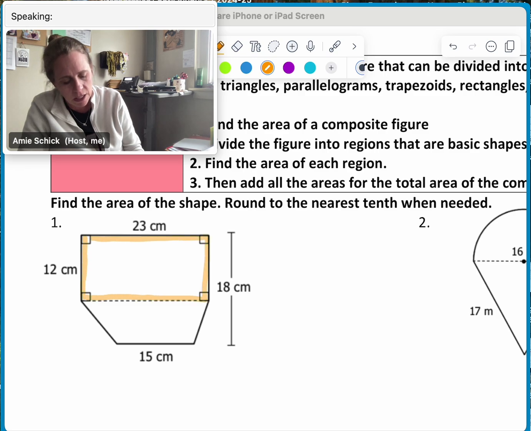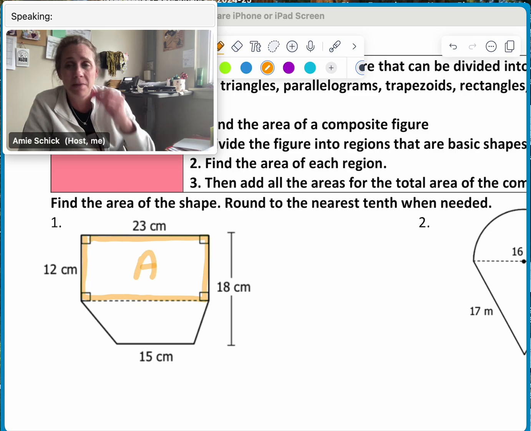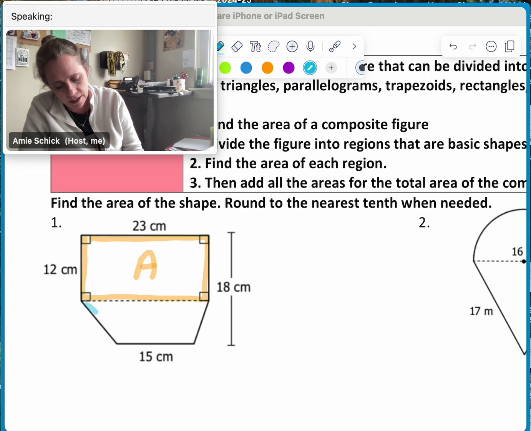All right, so I see a rectangle. We can call that shape A. If you're just working with pens or pencil, you can just shade it so that it's a little bit darker than this other piece of our shape. The second shape that I see is down below, and I'm going to call that a trapezoid, or shape B.